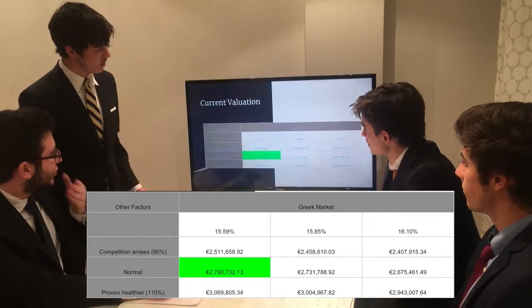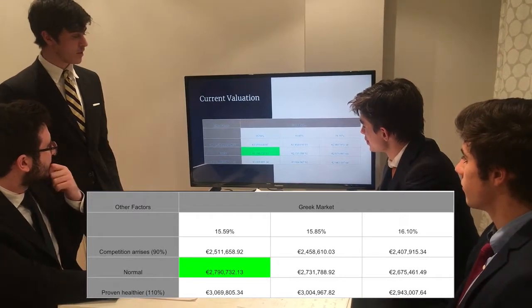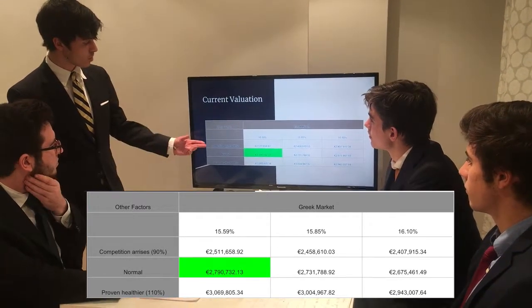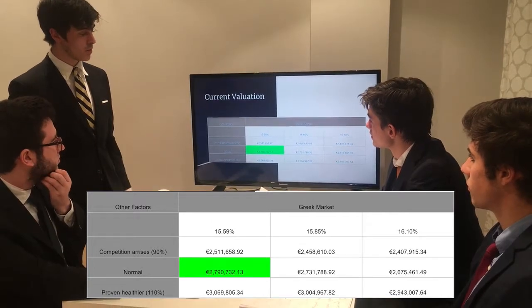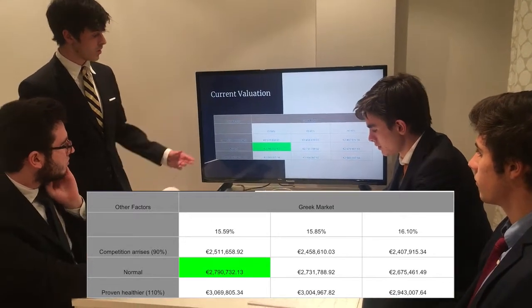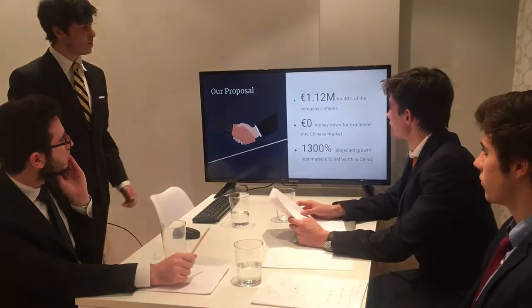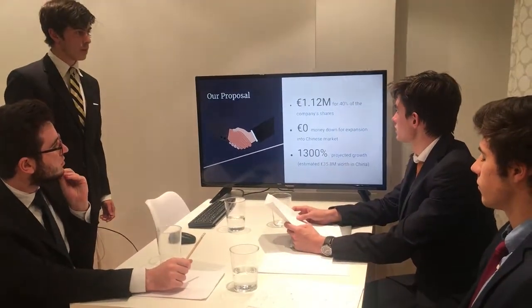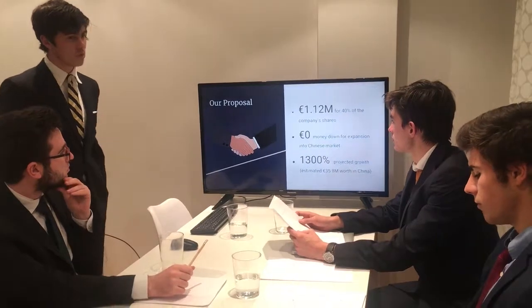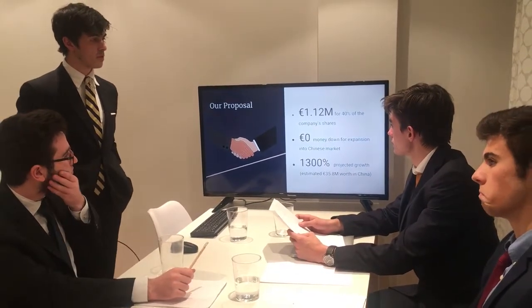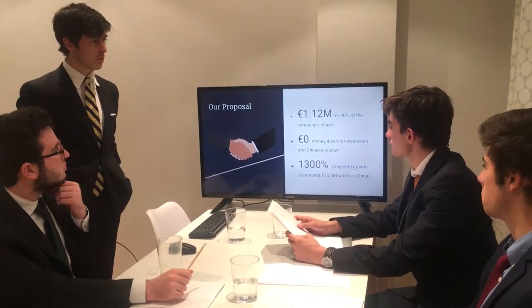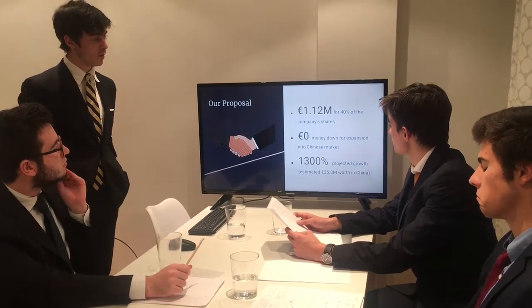Clearly, we selected the highest amount of money in a normal scenario, and these would show the different cash flows if your company would decrease or increase in the upcoming years. So, giving you guys the best deal that you currently have, we're willing to pay $1.12 million for 40% of your shares so that we can have enough foothold in your company to help you operate in China.